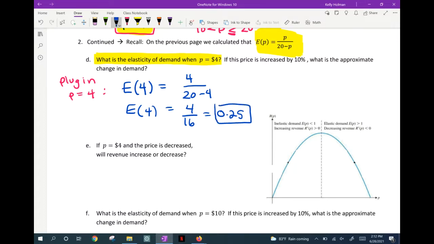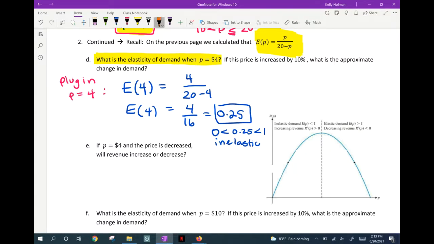Ooh, you have to find out which of the 3 that is. Well, in that case, it's between 0 and 1, so that's going to make this inelastic. Inelastic. So at least we know what scenario we're in. And if you know what inelastic means, you know that your change in price is going to cause a small change in demand. That's what it means to be inelastic.